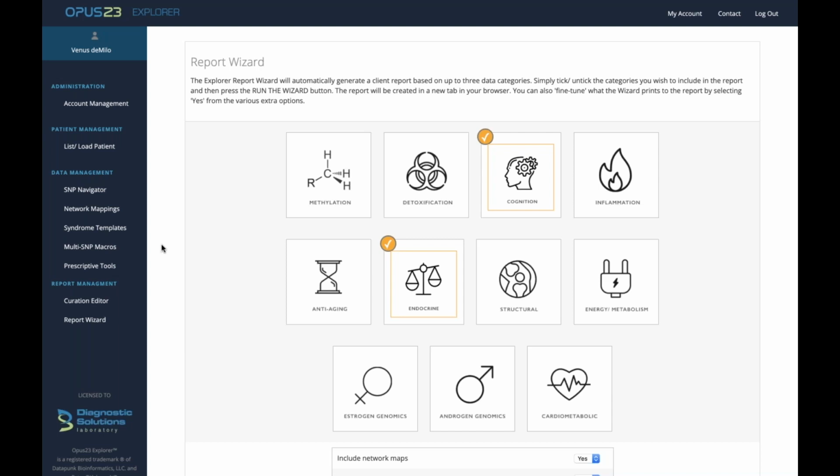So basically it allows a practitioner to go in and say, I want to find out what the endocrine and cognition issues are with my patient, because they have a history of Alzheimer's and perhaps hypothyroidism, or just Alzheimer's, or both of those together. So you would go in and try to assess those things, and these are the two categories that you would pick.